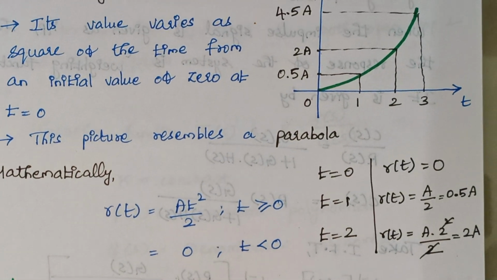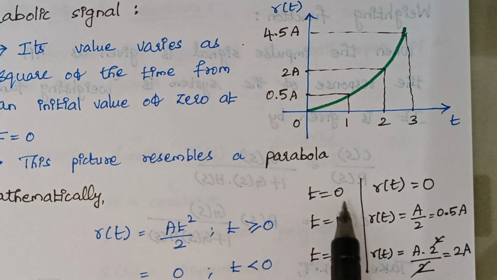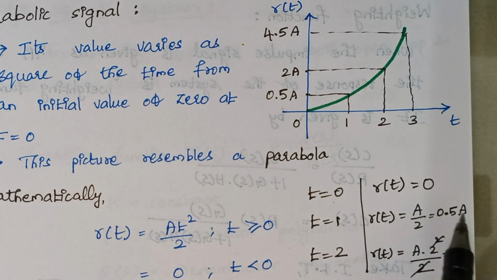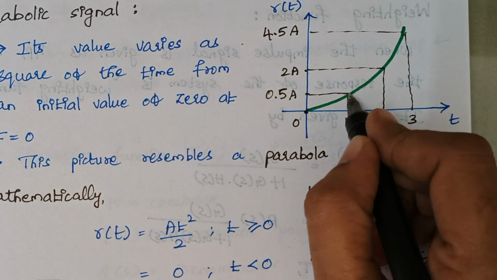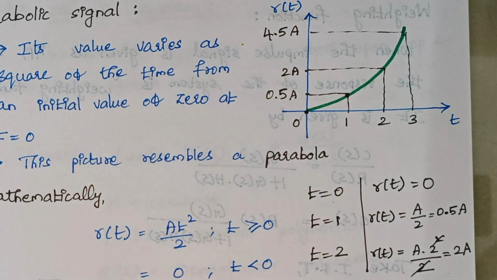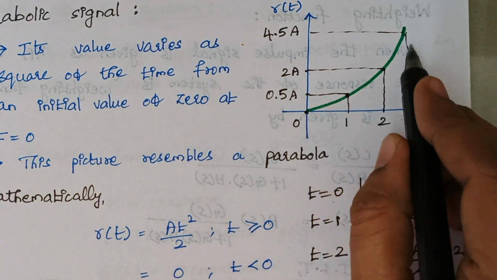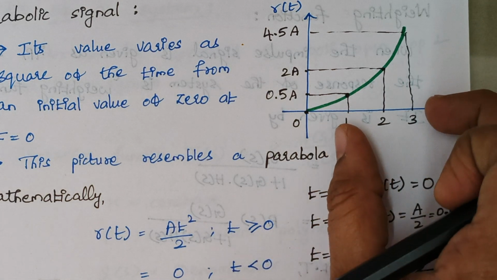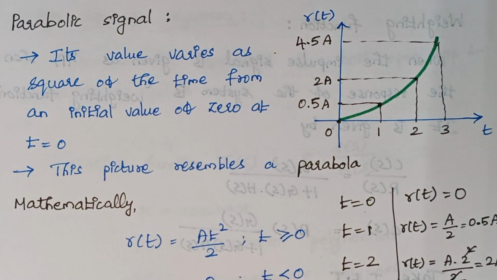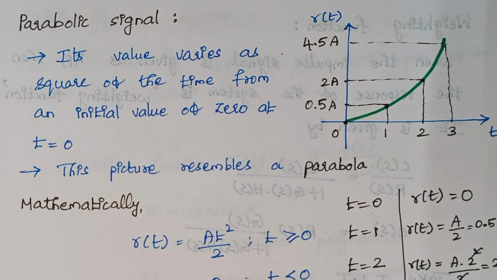Just plot these values in a graph. When t equal to 0, r of t is 0. So this is your first point. When t equal to 1, r of t is equal to 0.5a. So this is your second point. And when t equal to 2, r of t is equal to 2a. So this is your third point. Just plot it accordingly. We will get a parabola. Since this resembles the shape of a parabola, the signal is known as a parabolic signal.